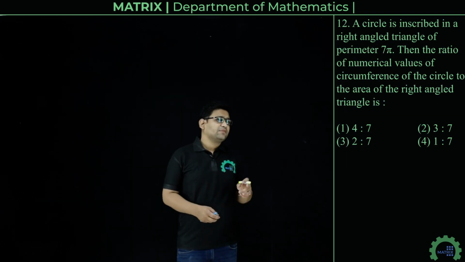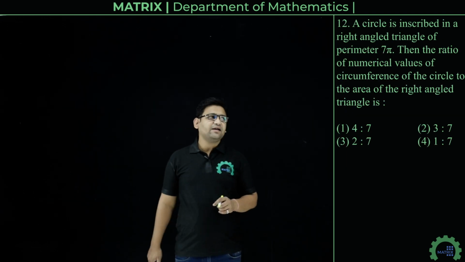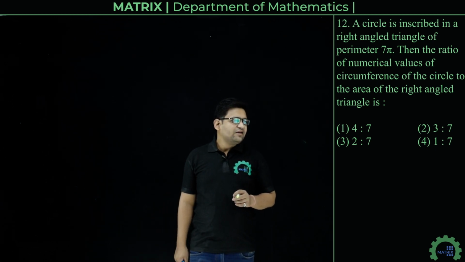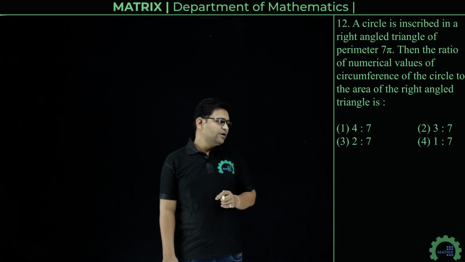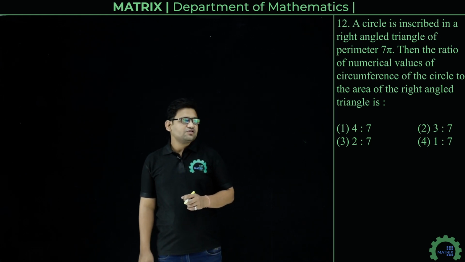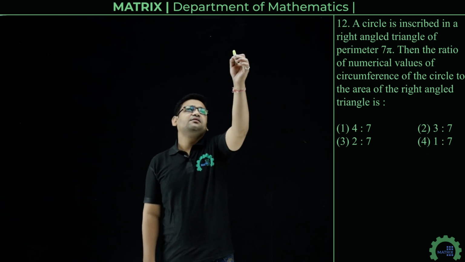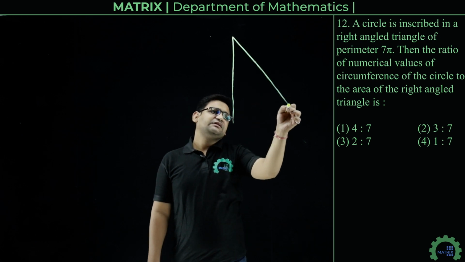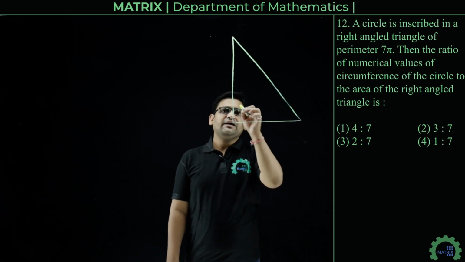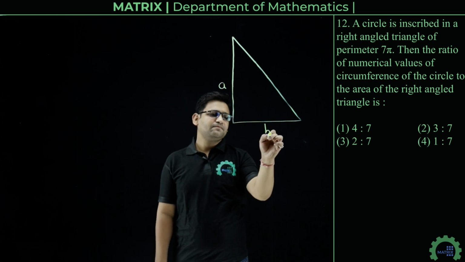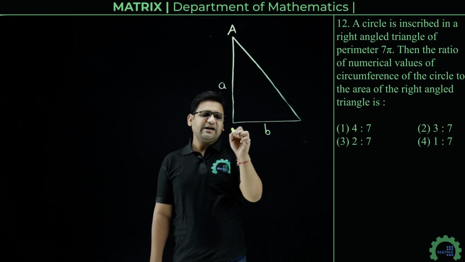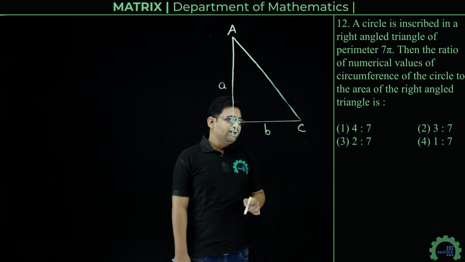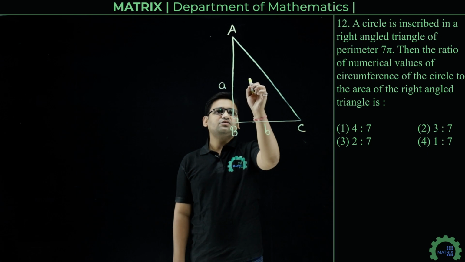Next question is, a circle is inscribed in a right angle triangle of perimeter 7 pi. Then the ratio of the numerical values of circumference of the circle to the area of the right angle triangle is. So first of all, we will draw a right angle triangle. Let's say this is a right angle triangle of side length A and B, in which angle B is 90 degree, and a circle is inscribed in this triangle. So let's draw a circle.